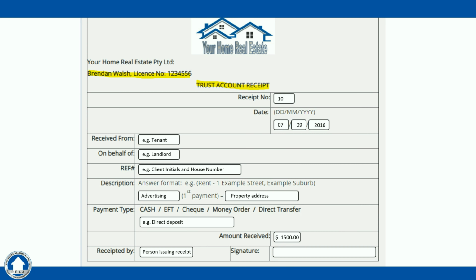Who actually receipted it, so the name of the person issuing the receipt and their signature. And they don't have to be anyone that holds a real estate agent qualification or be an assistant agent. This can be anyone in the office issuing the receipt, and they would sign off having received that money.